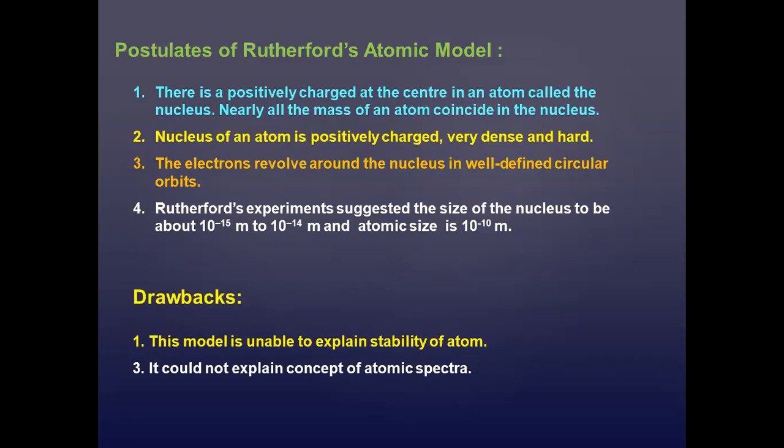Second, it could not explain the concept of atomic spectra. Any accelerated charge emits radiation. According to this model, when the negatively charged electron revolves in a circular orbit, it should emit radiation. But this model is unable to explain the emission of radiation due to the acceleration of electrons. So these are the postulates of the Rutherford atomic model from the alpha particle scattering experiment.